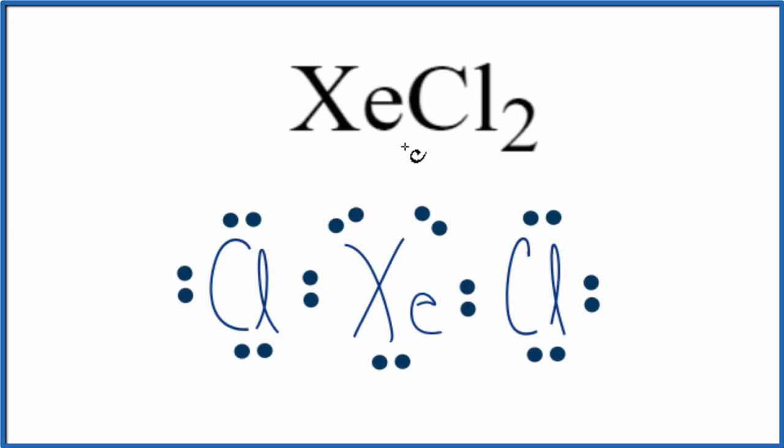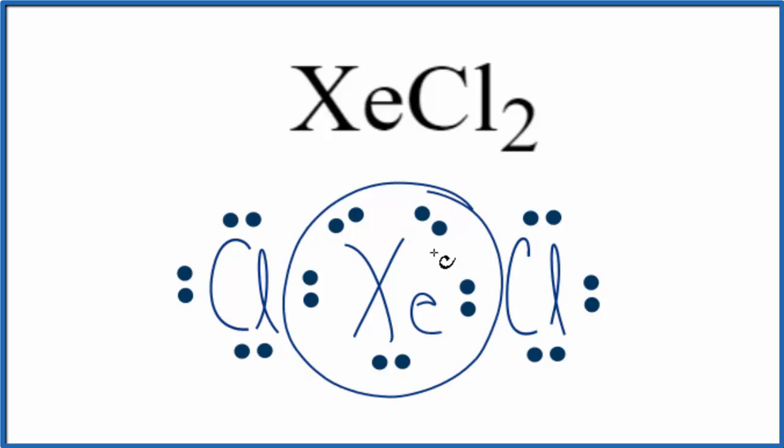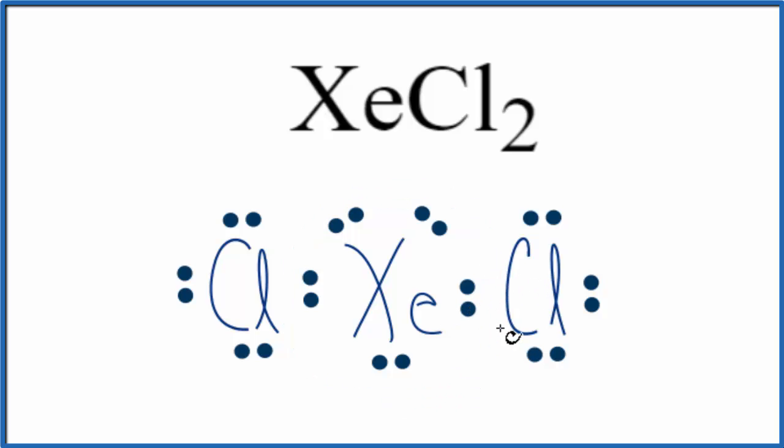In this video, we'll answer the question whether XeCl2, this is xenon dichloride, is polar or nonpolar. So we want to know if this is a polar molecule. We have our Lewis structure here, and you can see xenon has more than 8 valence electrons, but that's okay. It has an expanded octet.